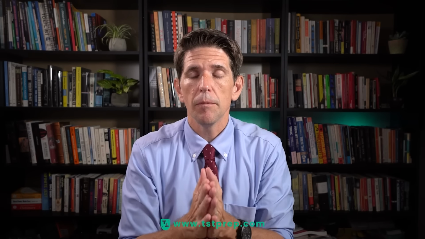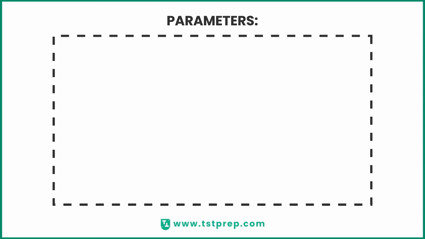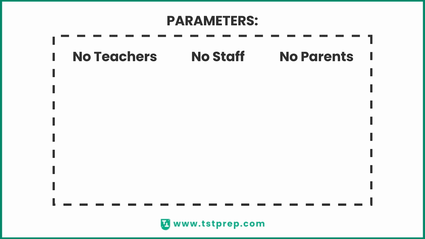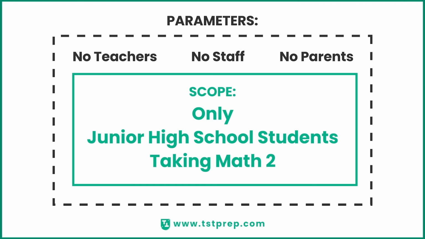So if you remember in the last example, we talked about parameters of an experiment. We're going to do an experiment in school. We're going to take a survey, but we're going to set parameters, and we're going to find out what's the scope inside those parameters. So let's set the parameters. We're not going to ask teachers and staff. We're only going to ask students. But we're only going to ask junior high school students. And we're only going to ask junior high school students who are taking Math 2. Those are the parameters, and inside that, that's the scope of the research.